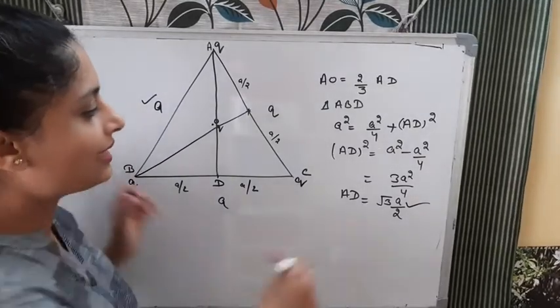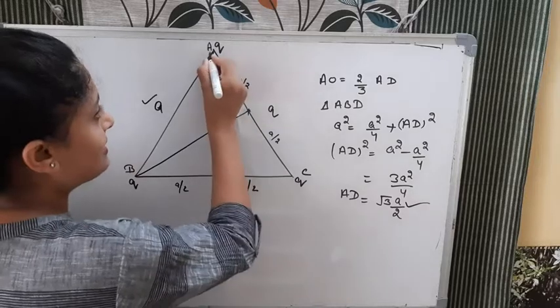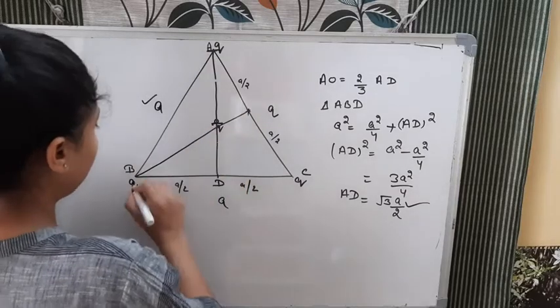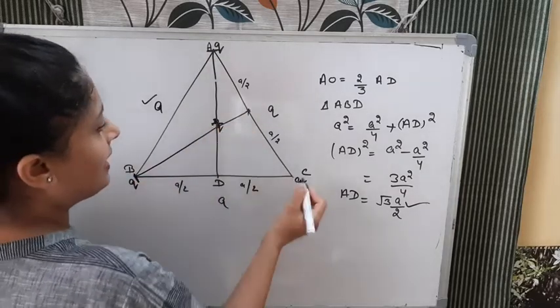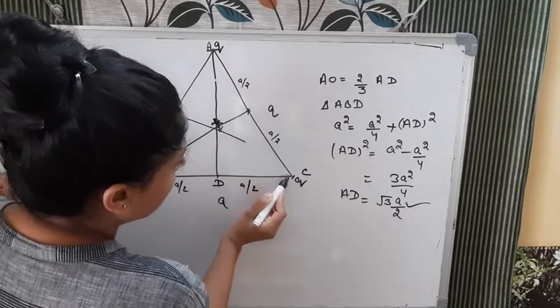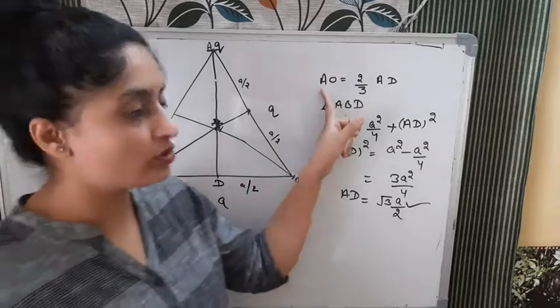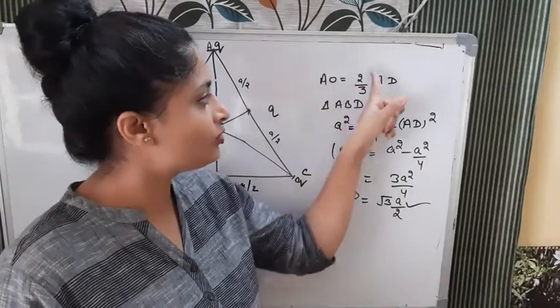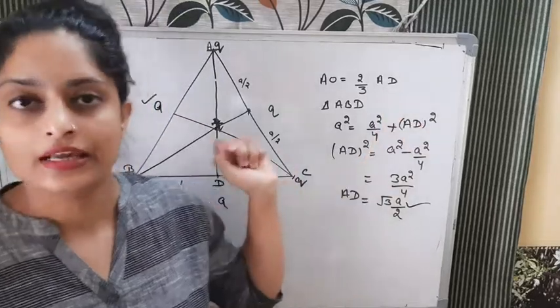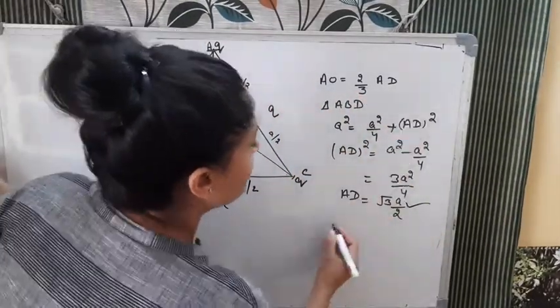अभी हम लोगों को क्या करना है? AD we calculated. Now we need to find out this distance, A to O, B to O and C to O. This particular distance we need to find out in the same diagram. So how to find out this distance? I told you this thing कि AO is equal to 2 by 3 AD. AD we already calculated, put the value here.